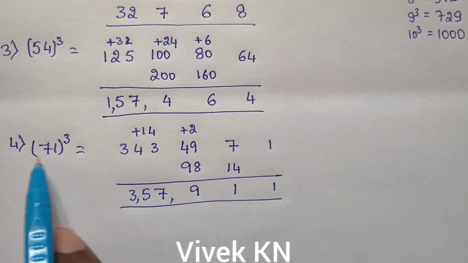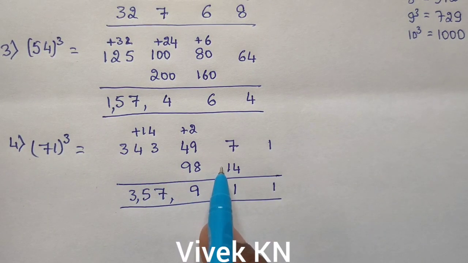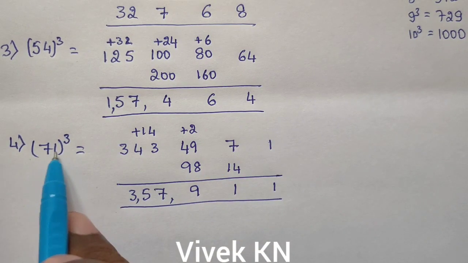By following these simple steps, we can easily find out the cube of any number that has different digits.